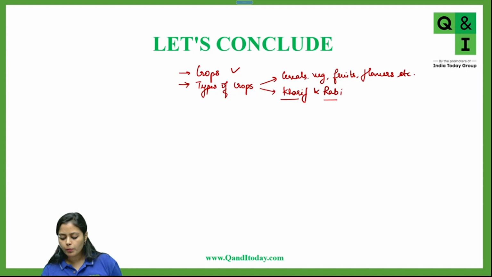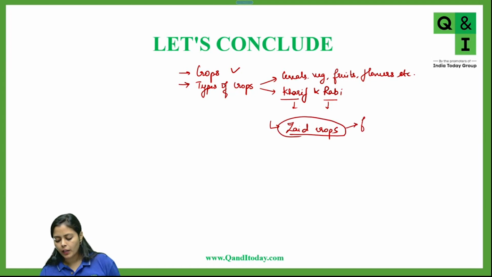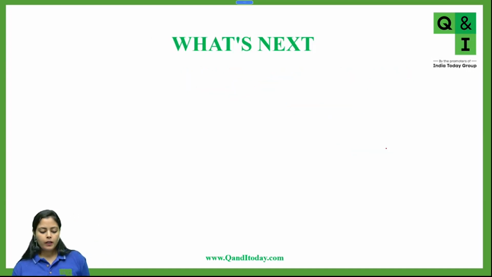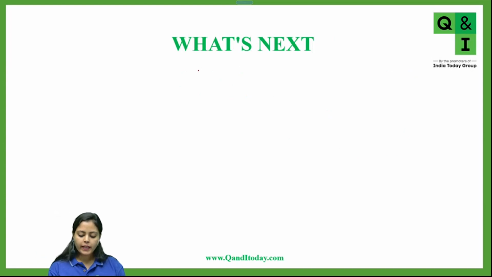Okay, so memorize some examples. And zaid crops also I'll tell you in detail in next class. Zaid crops are basically filler crops. They are grown in the time period which is left between Rabi and Kharif. An example of Zaid crops is watermelon. Now, what's next? In next class, we would be moving ahead with agricultural practices.